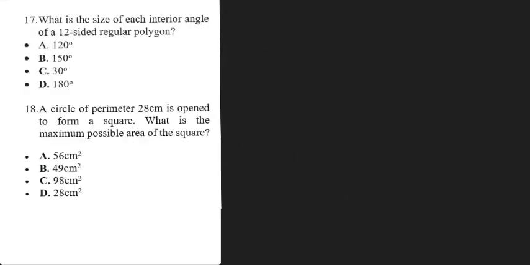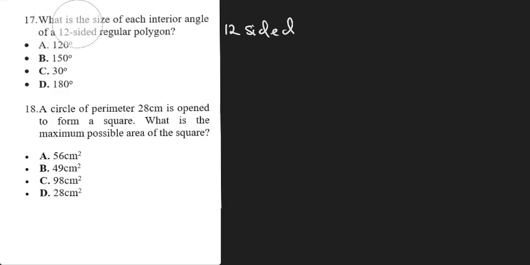Number 17 says, what is the size of each interior angle of a 12-sided regular polygon? So in this case, we have that the polygon is 12-sided, right? So the first thing to do is to calculate the total number of angles in that polygon. Then we'll divide it by this 12. If we divide by this 12, of course, we're going to get the size of each interior angle.